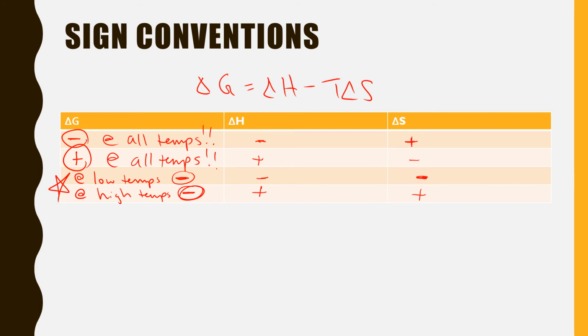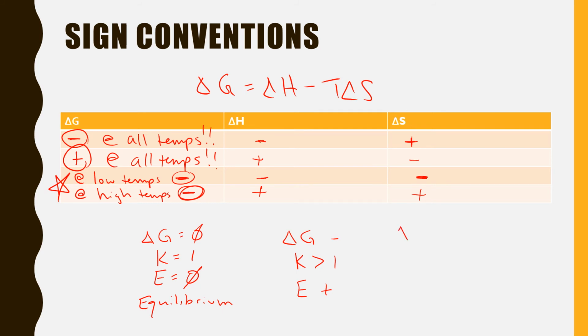Also looking at delta G, if delta G is 0, then that means that K is equal to 1 and your E cell is 0. Remember, this is at equilibrium when this is the case. If delta G is negative, then K is greater than 1 and E cell is positive. And if delta G is positive, K is less than 1 and E cell is negative. So these sign conventions, they show up a lot in the multiple choice.